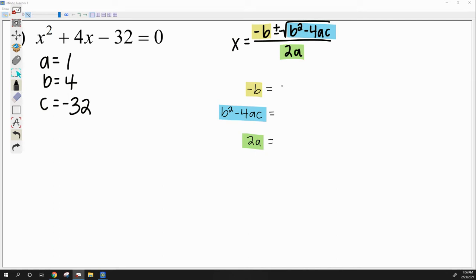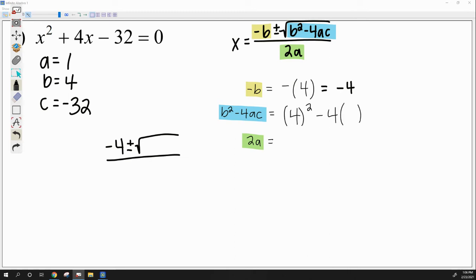All right, negative b. So negative goes on the outside. What is b? 4. Fill that in. What do you get right here? Just negative 4. So that goes where negative b is. Plus or minus the square root of b squared. What's b? 4. Minus 4ac. What is a? 1. What is c? Negative 32. Type that in your calculator.